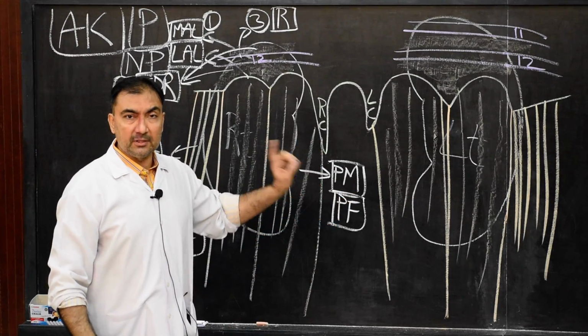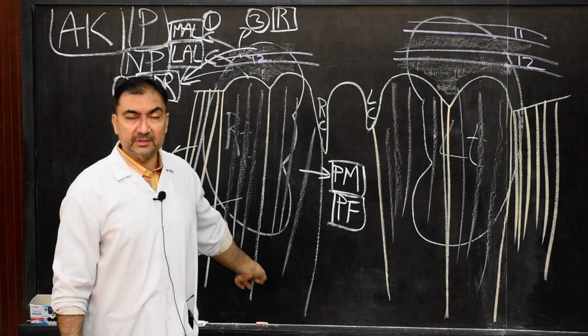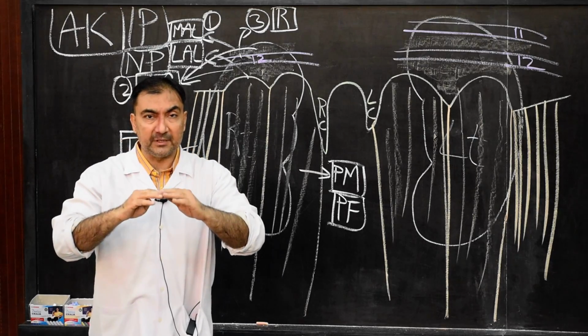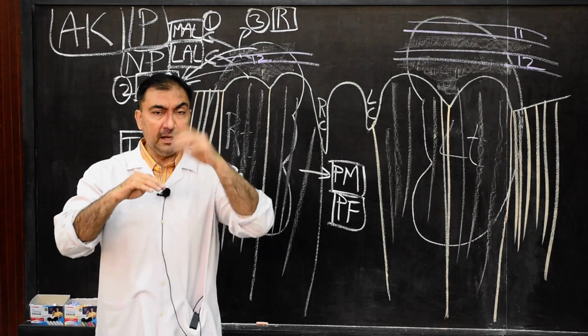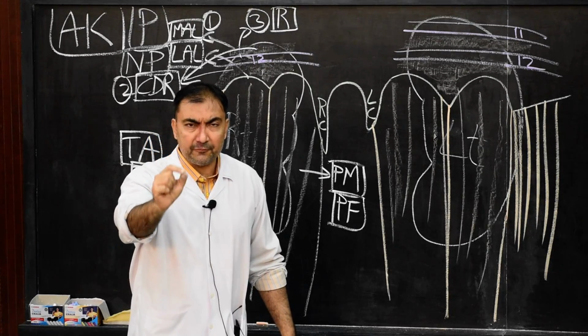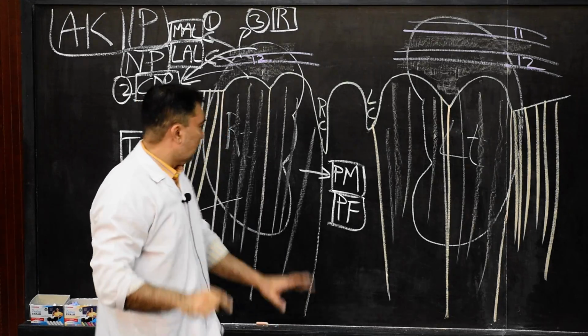So psoas major, quadratus lumborum and transversus abdominis muscle are directly related to the posterior surface of the lower part of the kidneys. Now there are certain vessels and nerves. Those vessels and nerves, simply with the help of a line diagram we have to memorize. What are they?